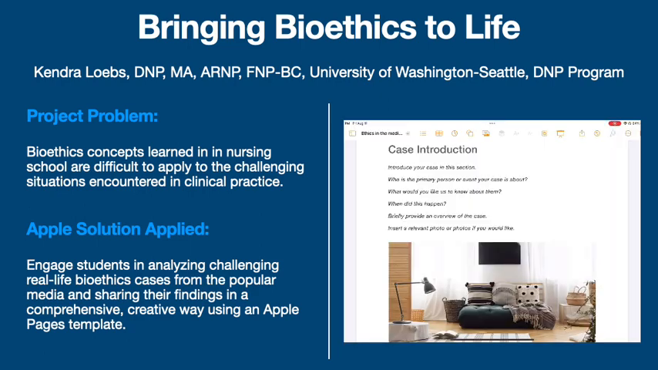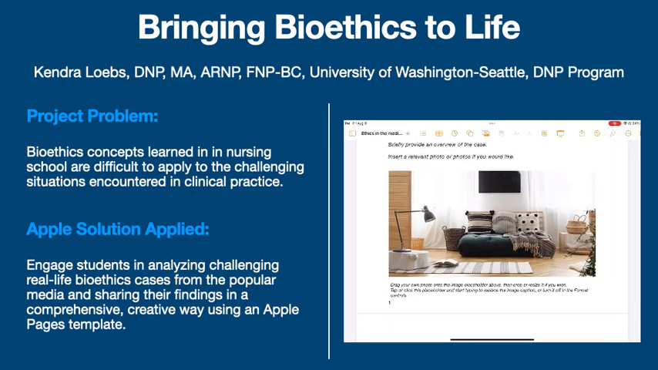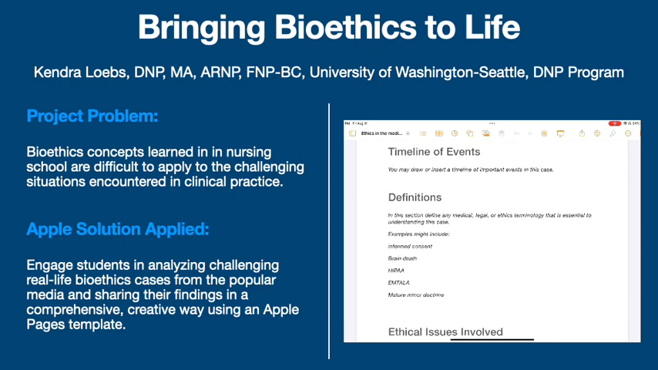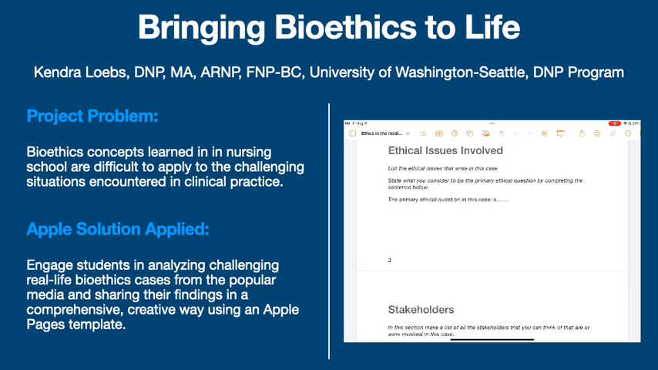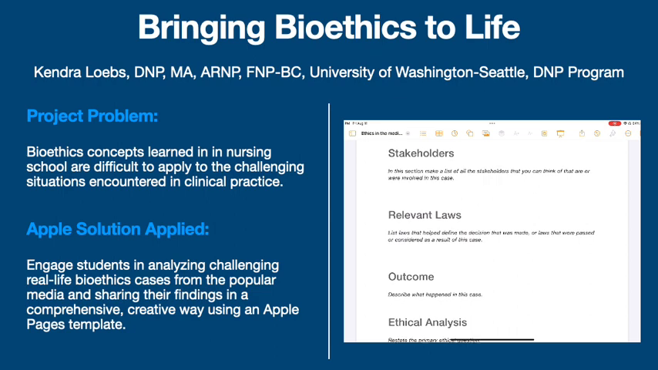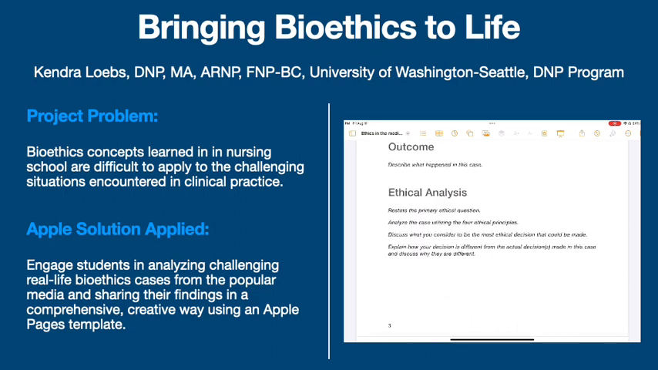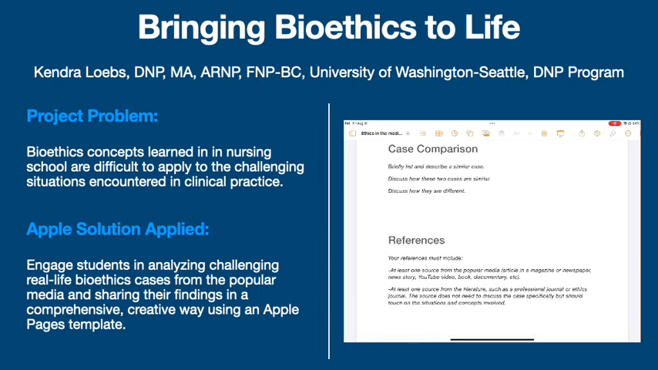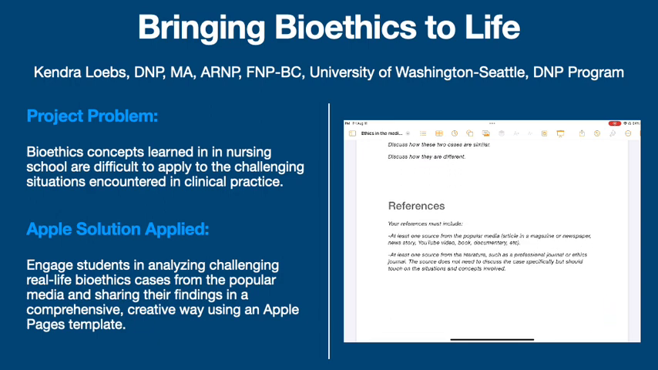The components of this project are a case introduction, a timeline of the events, defining medical, legal, and ethics terminology, listing the ethical issues involved, stating the primary ethical question in the case, making a list of stakeholders, listing relevant laws and policies, describing the outcome of the case, performing an ethical analysis using the 4 ethical principles, and comparing the case to a similar case, describing how they are similar and different.